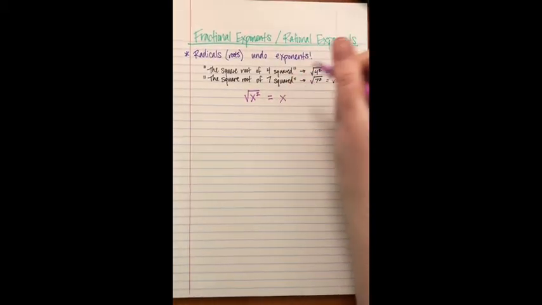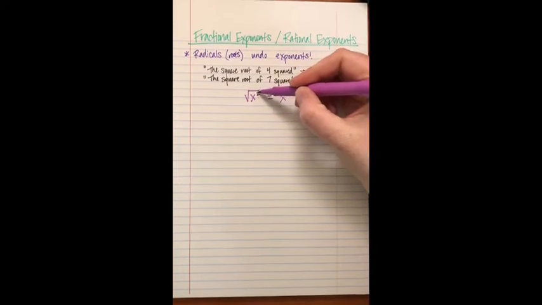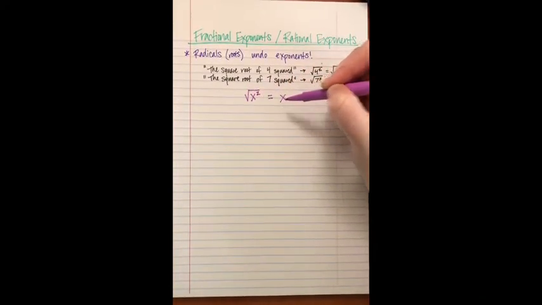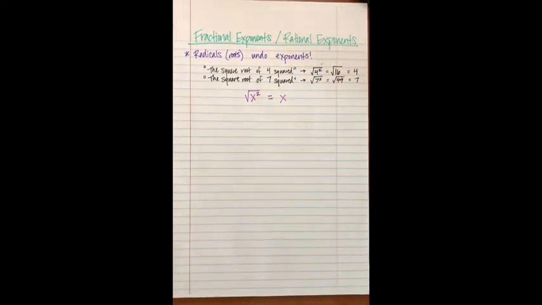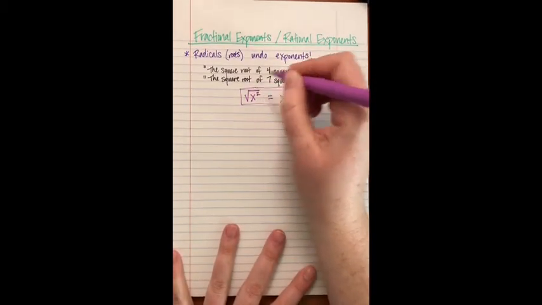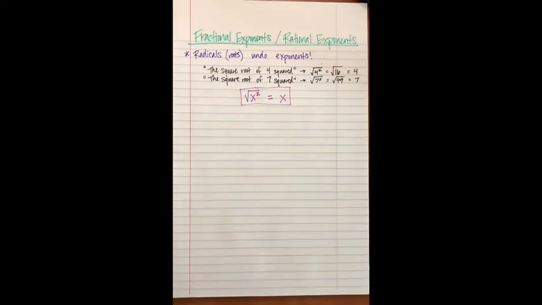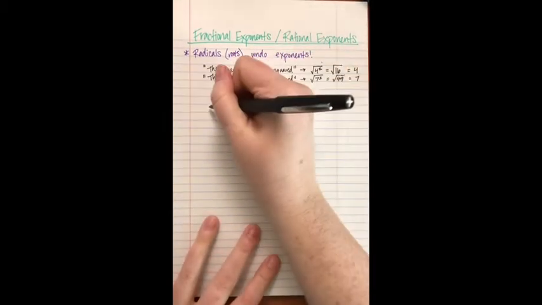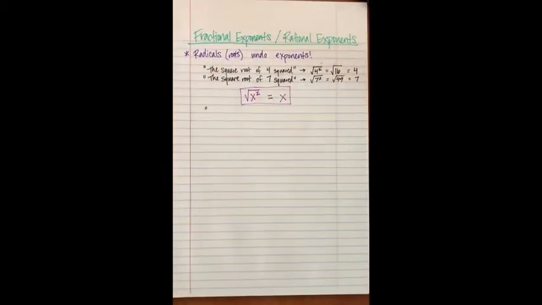You're left with x. Square roots cancel out exponents of 2. I'm left with the base of x. Okay, so that's a big idea, something you need to know. But let's talk about cube roots now. So let's do just a few more examples like this.